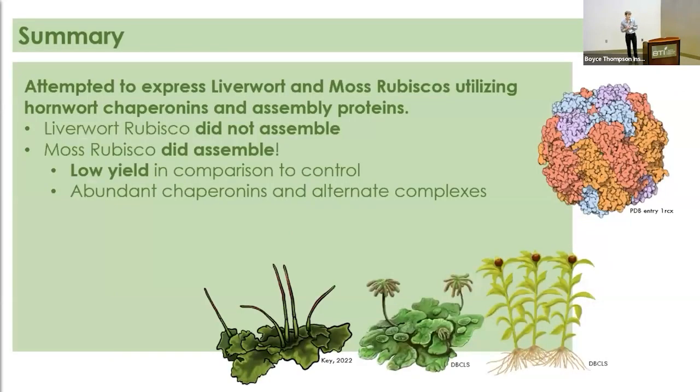So as a summary, I attempted to express liverwort and moss Rubiscos utilizing those hornwort chaperonins and assembly proteins. And the liverwort didn't assemble, but the moss did, which is great. It's the first moss Rubisco to be assembled in E. coli, which is a big yay for me. And yeah, there was some low yield, but it still happened.